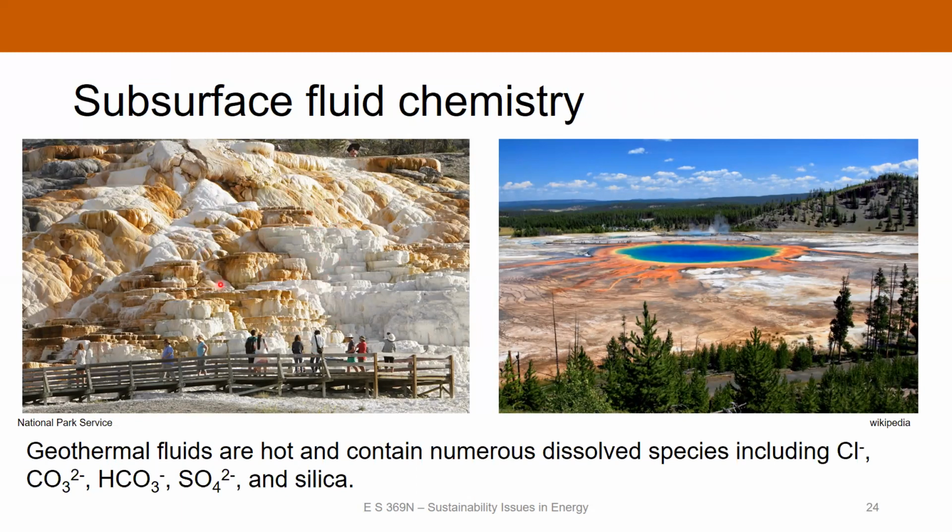Mammoth Hot Springs in Yellowstone National Park. This is travertine that's naturally being precipitated from the CO2 that's dissolved in the water as it comes to the surface. This is Grand Prismatic Spring. Again, the bacteria really like to live in here, and they're what give the spring its color. But there's all these mineral deposits and bacterial mats around here too, related to all the delicious things that are dissolved in the spring water that the microbes like.